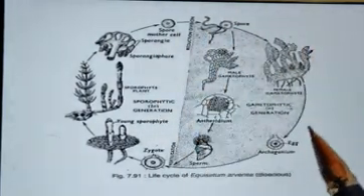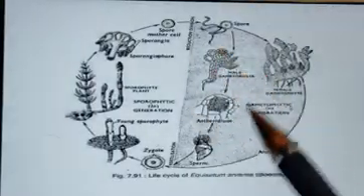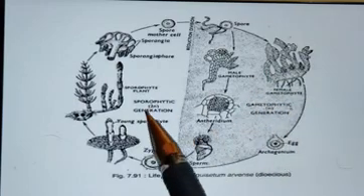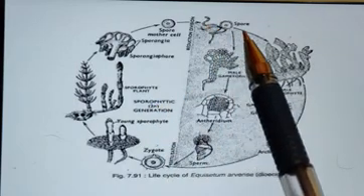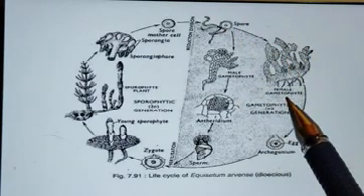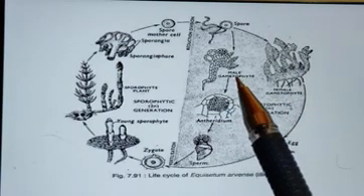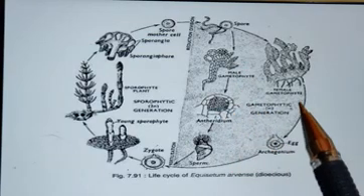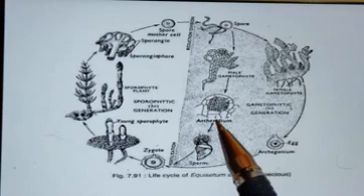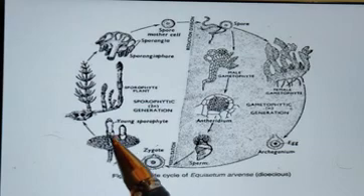So this is the graphic life cycle of Equisetum. You can see this is the gametophytic region and this is the sporophytic region. In the gametophytic region, spores produce male gametophyte and female gametophyte. Then the male gametophyte produces antheridium, the female gametophyte produces eggs. Then antheridium produces sperms, and the sperms and eggs fuse and fertilization takes place. Then fertilization produces a zygote, which produces a young sporophyte.